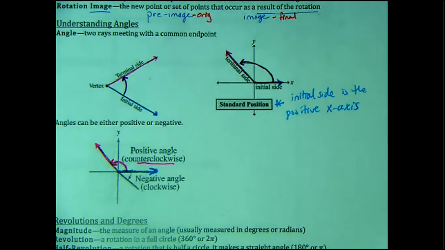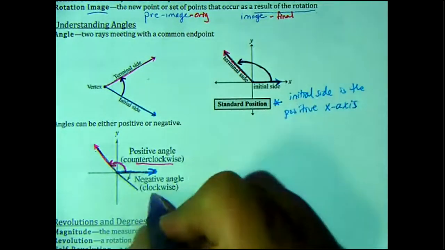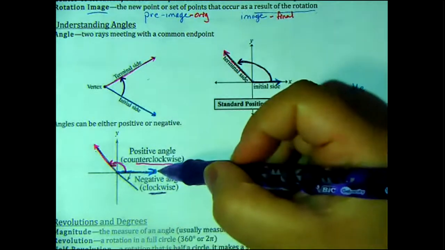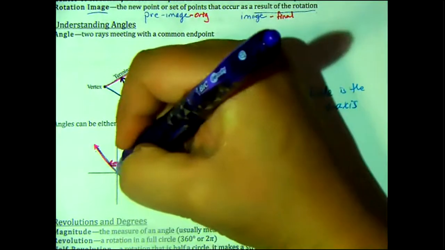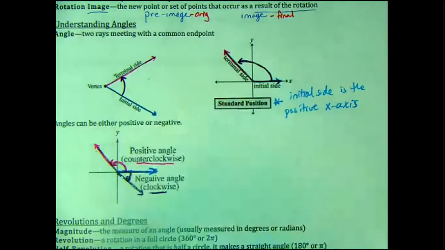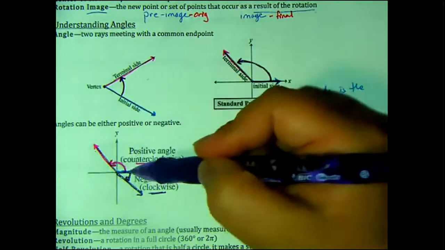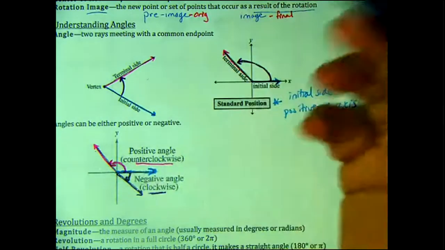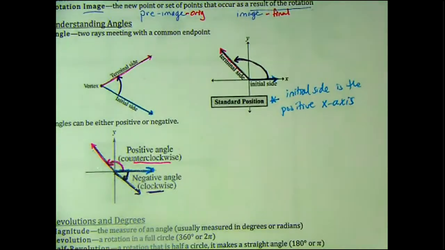Now, if our angle is negative, that means we're rotating clockwise. We start from the initial side again. That doesn't change just because it's negative. But now we're rotating in a clockwise fashion this way, so we go downward. If it's a positive angle, we start moving toward the positive side in the Y. If it's a negative angle, we start moving in the negative side in the Y. So counterclockwise and clockwise is actually very important, okay?